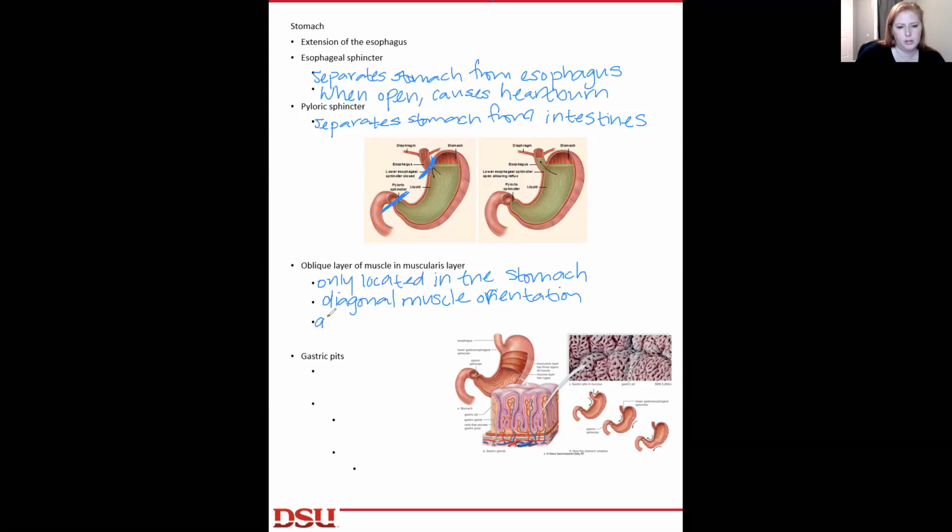This allows the stomach to expand and contract depending on its contents. And also helps with more mechanical breakup of the food.